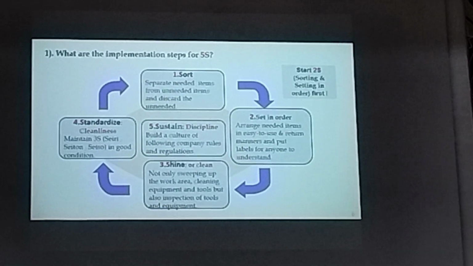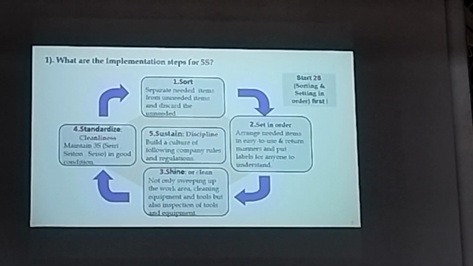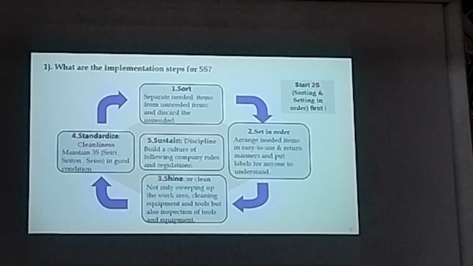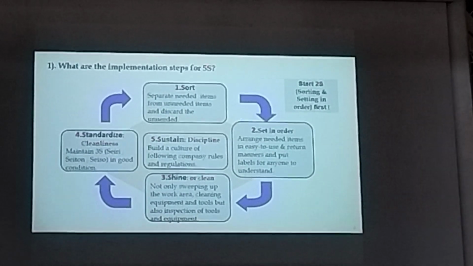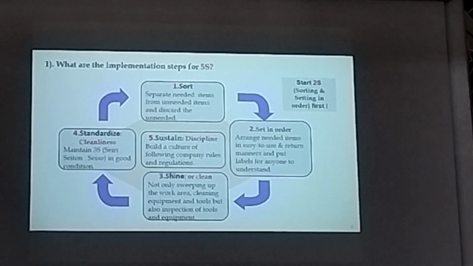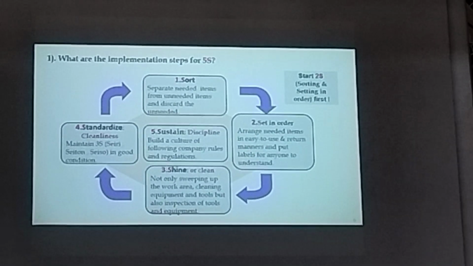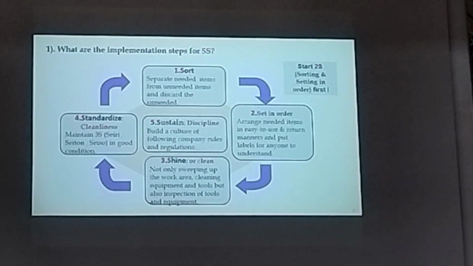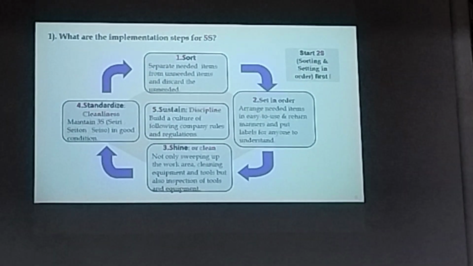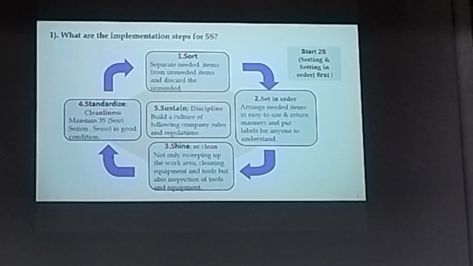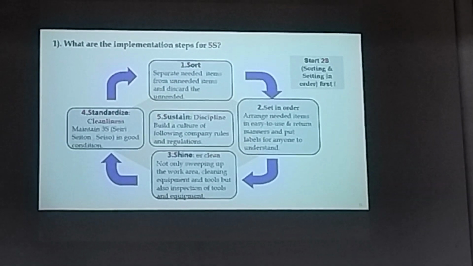Then the fourth S is standardize. Standardize means just make sure that the first three S are done on a daily basis. Because if they're done on a daily basis, you are going to have a state of cleanliness in your organization, in your family. Then the fifth S is about discipline. That is now having a culture in your organization of following rules and regulations. So it is very, very important to follow rules and regulations, as we will see later. Next slide.